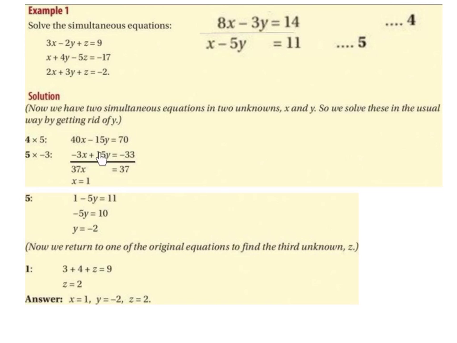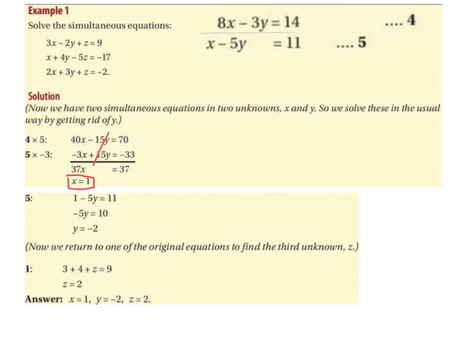Now we notice we have minus 15y plus 15y, so they'll cancel. And 40x minus 3x is going to be 37x, and 70 minus 33 is 37, and 37 divided by 37 is 1, so x is equal to 1.